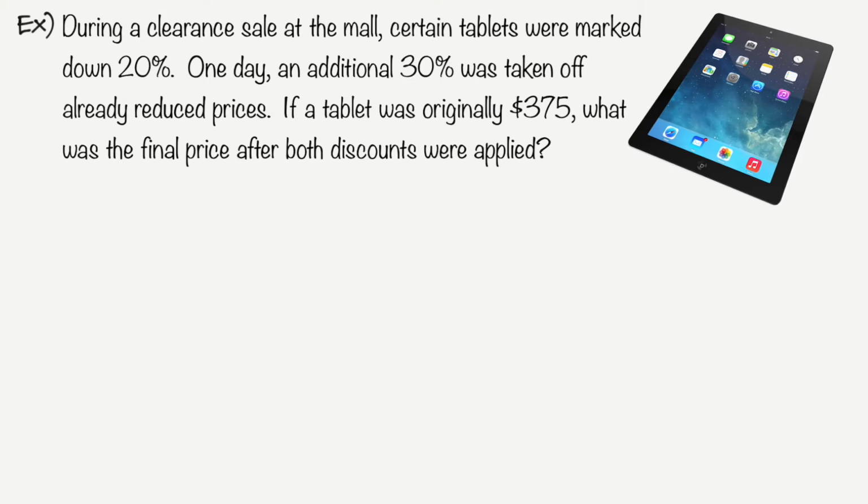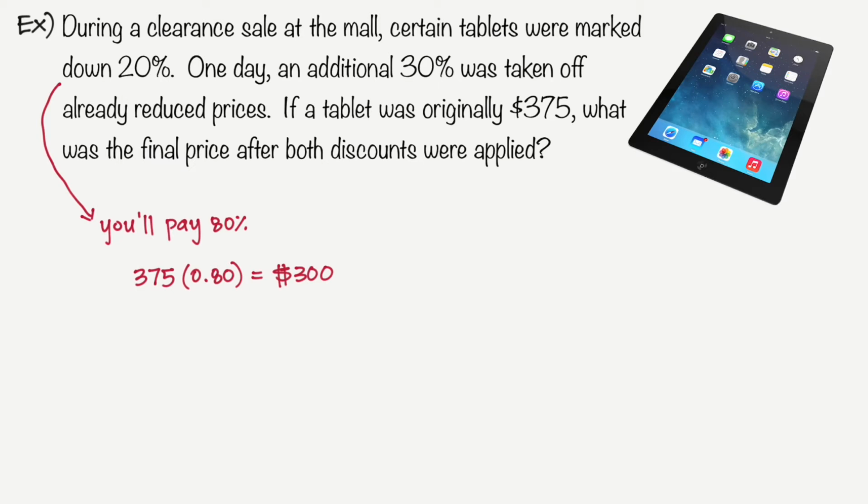This example says, during a clearance sale at the mall, certain tablets were marked down 20%. One day, an additional 30% was taken off already reduced prices. If a tablet was originally $375, what was the final price after both discounts were applied? So if I'm going to start with just taking off 20%, that means I'm really just going to pay 80% of the price. So why don't we find 80% of 375? When I multiply those, I find that I would only have to pay $300.